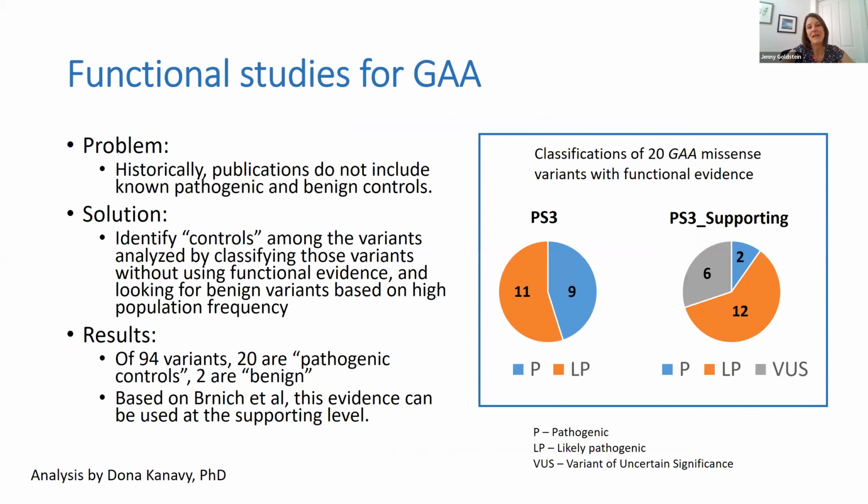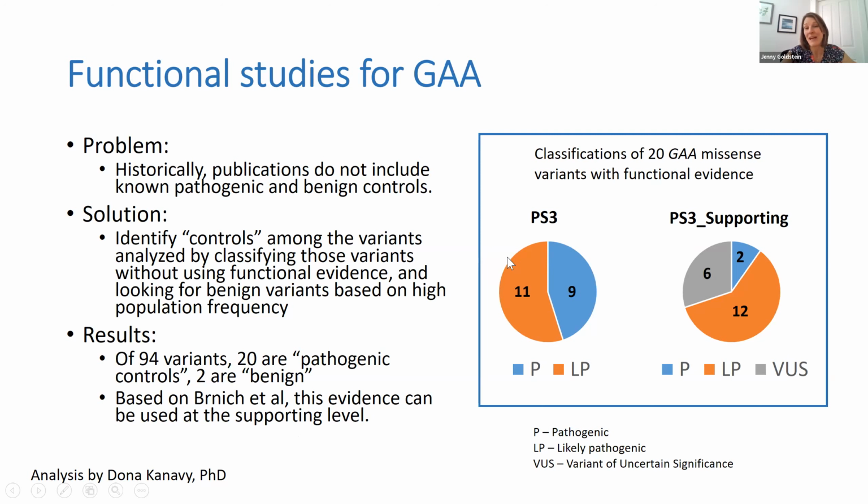So one thought that we had was, can we look at the variants in these papers and just see, is there additional information that's available now that would allow us to classify them without the functional data, and hence add our own positive and negative controls. So Donna Kanevy, who was a postdoc at UNC, did a ton of work looking at these. We found 20 pathogenic controls, 2 were benign, but this would still allow us only to use the data at the supporting level. And basically you would need more benign controls in order to up the level to strong.